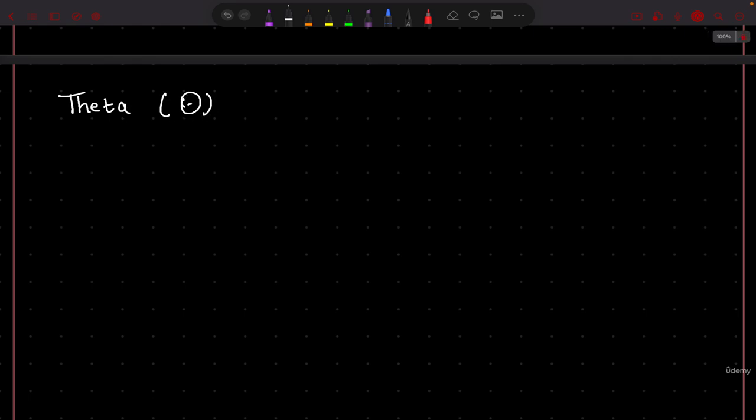In theta notation, this time we say that theta notation is the average case. Let's say, for example, in your algorithm, when you are finding the largest number, it is in the middle of your array. So it is the average case complexity, right?